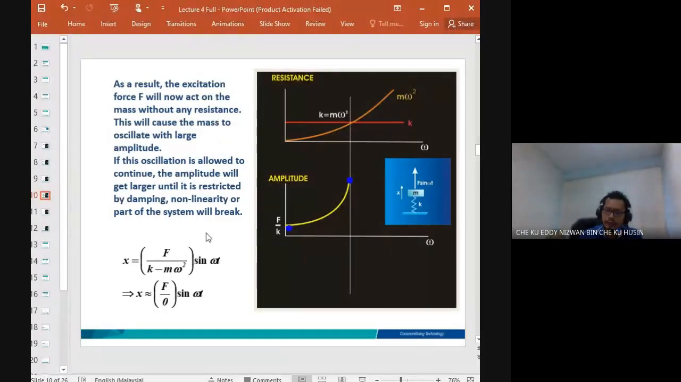But this one is for the undamped system. In actual, it cannot go up to infinity, because as mentioned before, any kind of system should have damping elements. The presence of damping can control the vibration response. But again, the damping is not too significant. If you excite at the resonant frequency, you can reduce a certain amount, but the vibration will be very high.